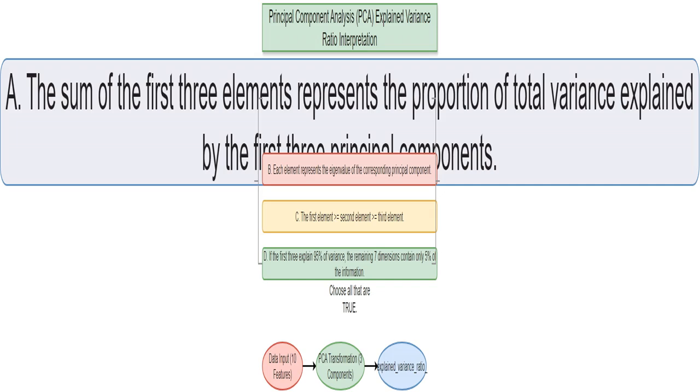I'm stating that the explained variance ratio for each component is additive. Adding the explained variance ratios of the first 3 components gives the total proportion of variance explained by those 3 components. This is a core concept of PCA that you need to understand. It's like saying if the first 3 components explain 70%, 20% and 10% separately, together they explain 100%.